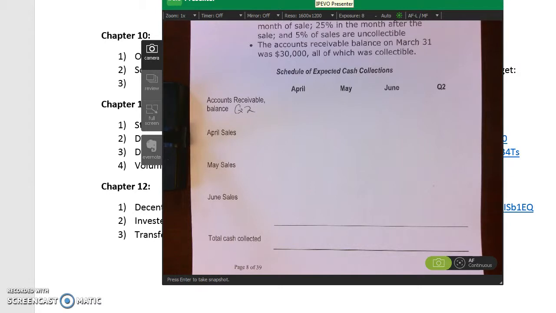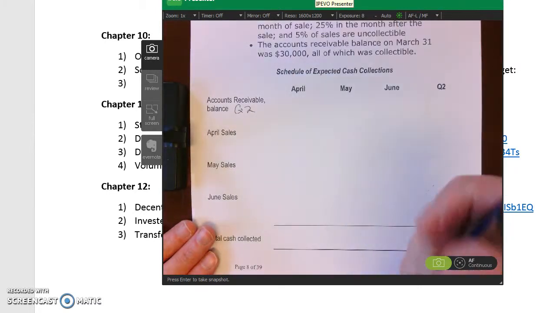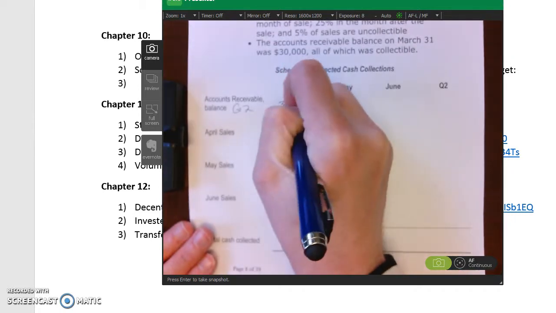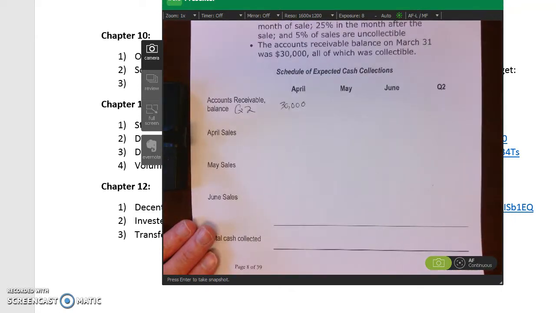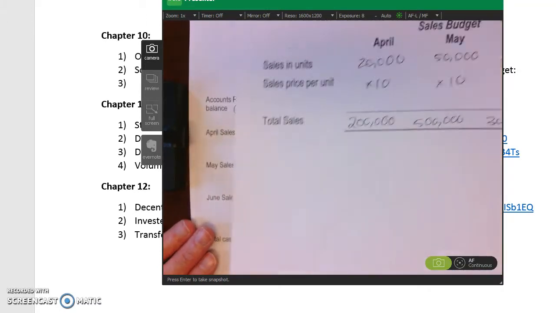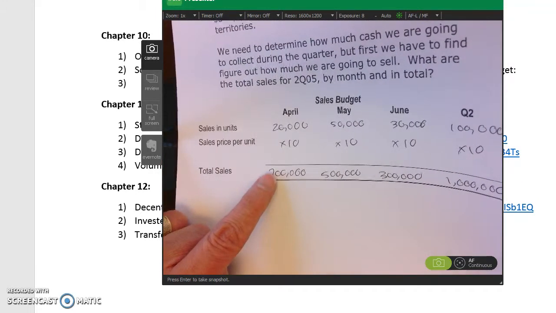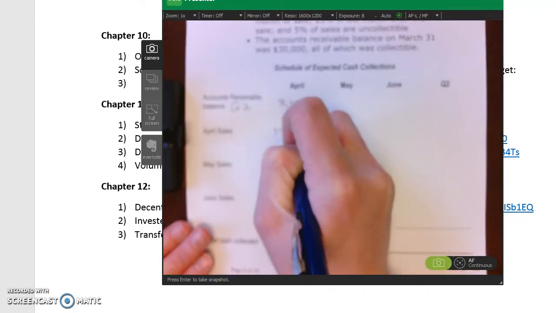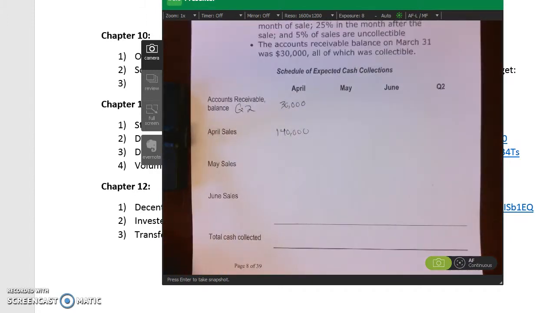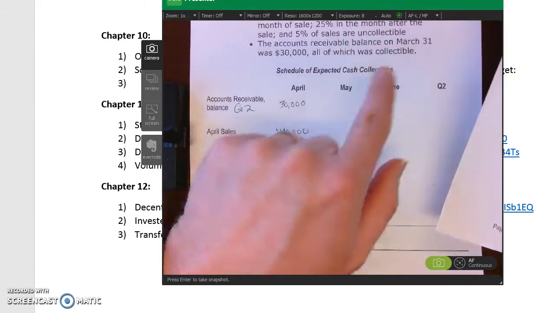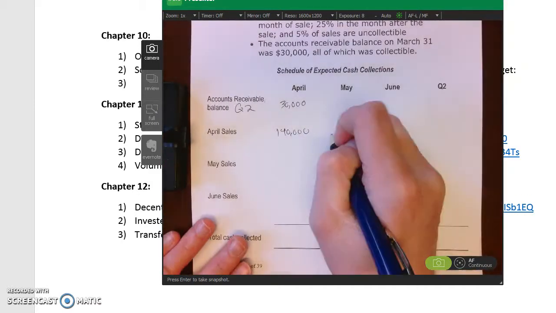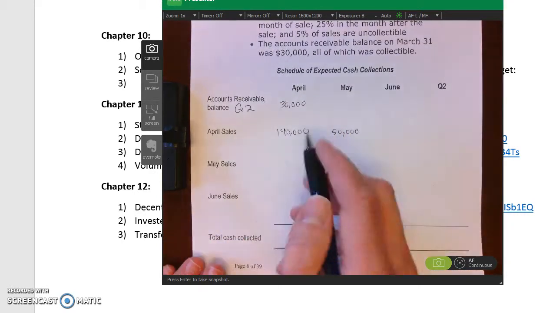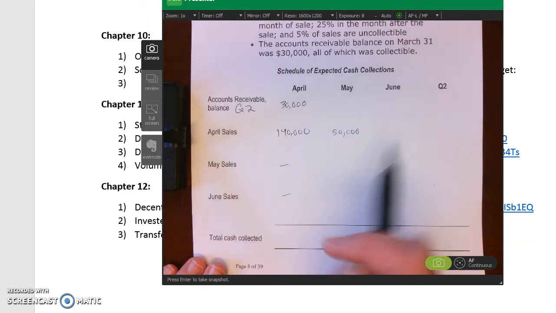So with schedule of cash collections, we have our April, and that's $30,000 right there. Okay, $30,000. We collect that in April. And it says right over here, April sales collected in April. Okay, what are April sales that are going to be collected in April? Well, we're going to collect 70% of April sales. April sales are $200,000, so that means we'll collect $140,000 of April sales in April. And then, of course, April sales collected in May would be 25% of that $200,000, which is going to be our $50,000.